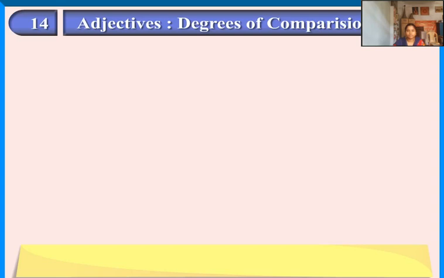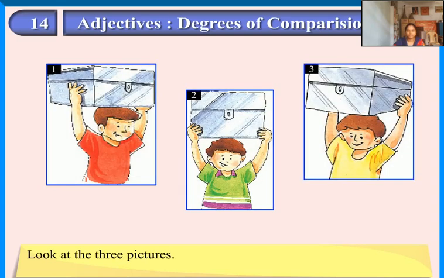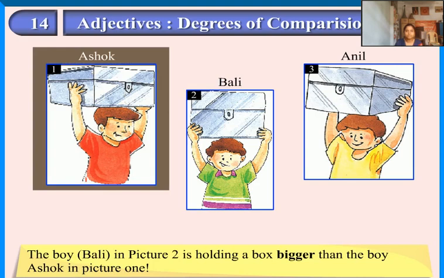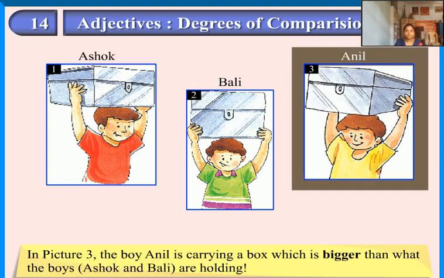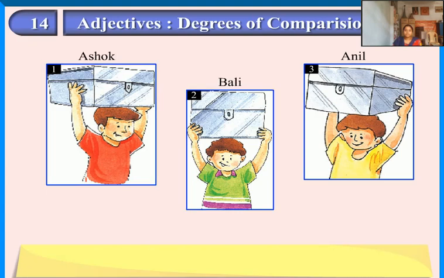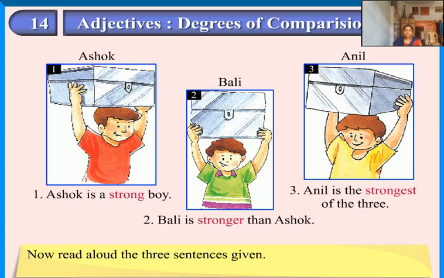Adjectives. Degrees of comparison. Look at the three pictures: Ashok, Bali, Anil. What do you notice? The boy Bali in picture 2 is holding a box bigger than the boy Ashok in picture 1. In picture 3, the boy Anil is carrying a box which is bigger than what the boys Ashok and Bali are holding. Now read aloud the three sentences given.